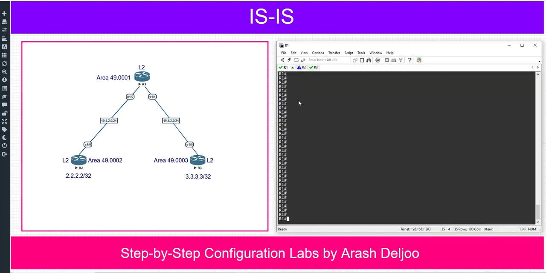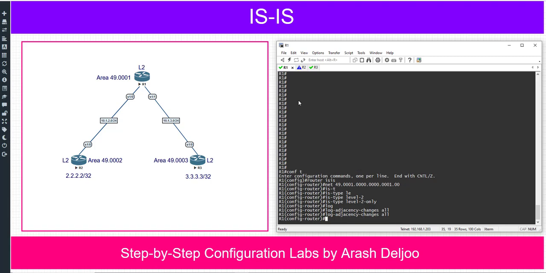In router 1, I can start with configure terminal, and after that router isis. If you want, you can configure a tag for ISIS, but it is not mandatory. After that, let me configure the net address. The net address is 49.0001.0000.0000.0001.00. This is the net. And after that, is-type. Look here, I want to configure IS type level 2 only. That's it. If you want, you can enable log-adjacency-changes all to see the log of adjacency.